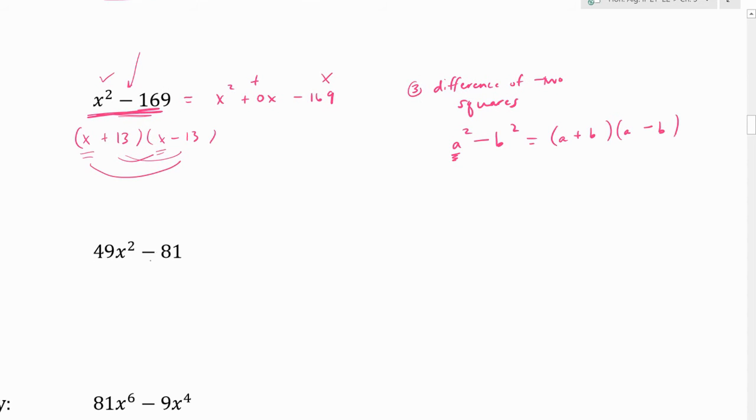So this one, do you have a difference? Yes. Is everything here a perfect square and everything here a perfect square? Yes. This is a difference of two squares. It's going to be two parentheses, one sum, one difference. What'd you square to get 49x squared? 7x. What'd you square to get 81? A 9.